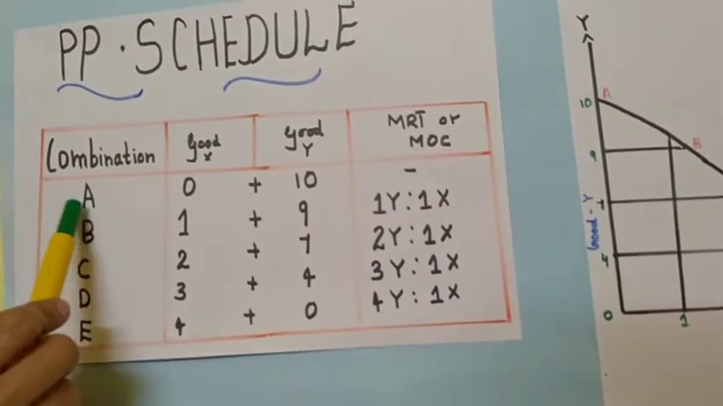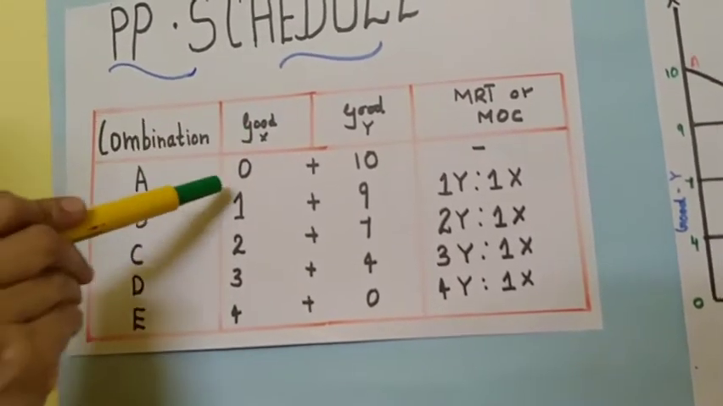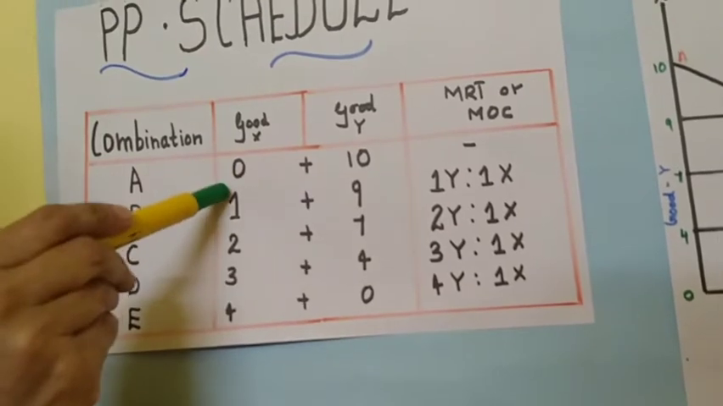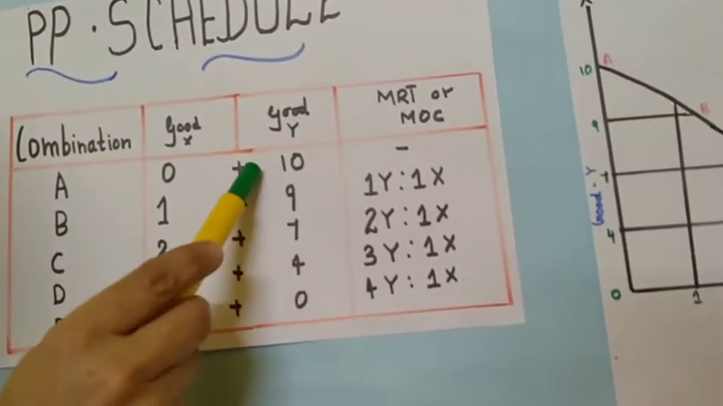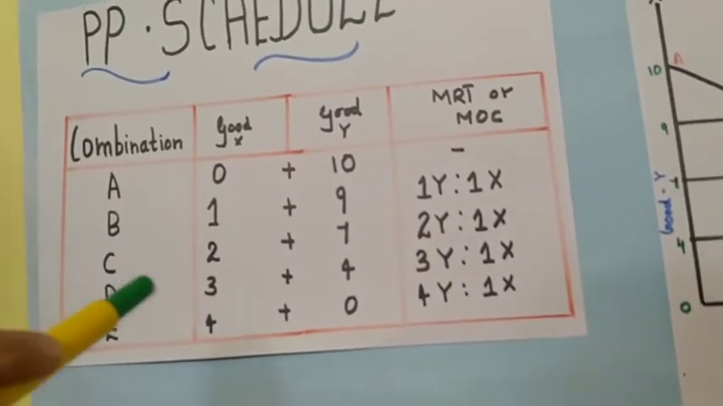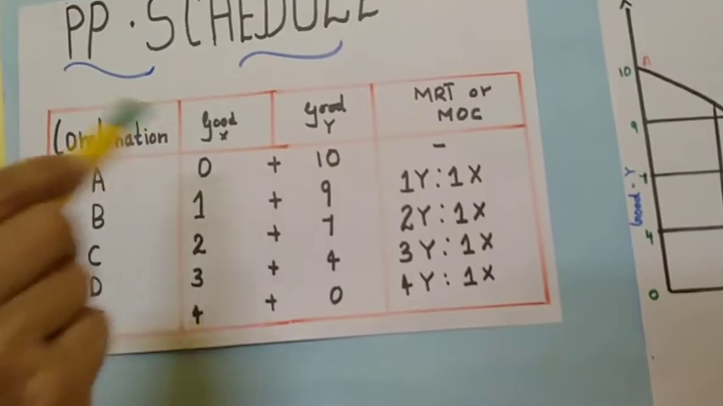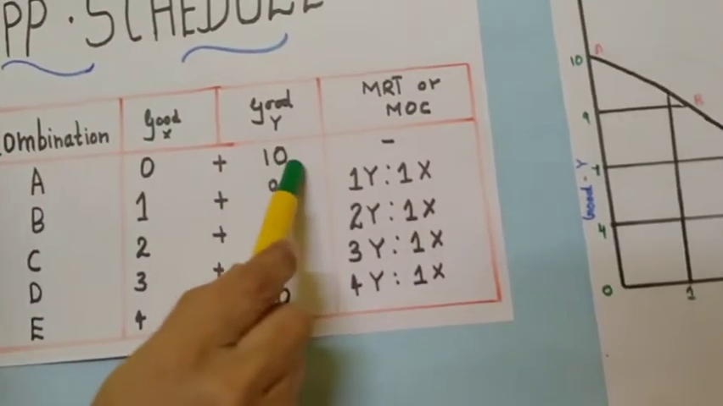See this, at combination A, how much are we producing of good X? Nothing. There is no production of good X. But we are producing good Y, 10 units of good Y. That means full utilization of available resources only for the production of good Y, 10 units.